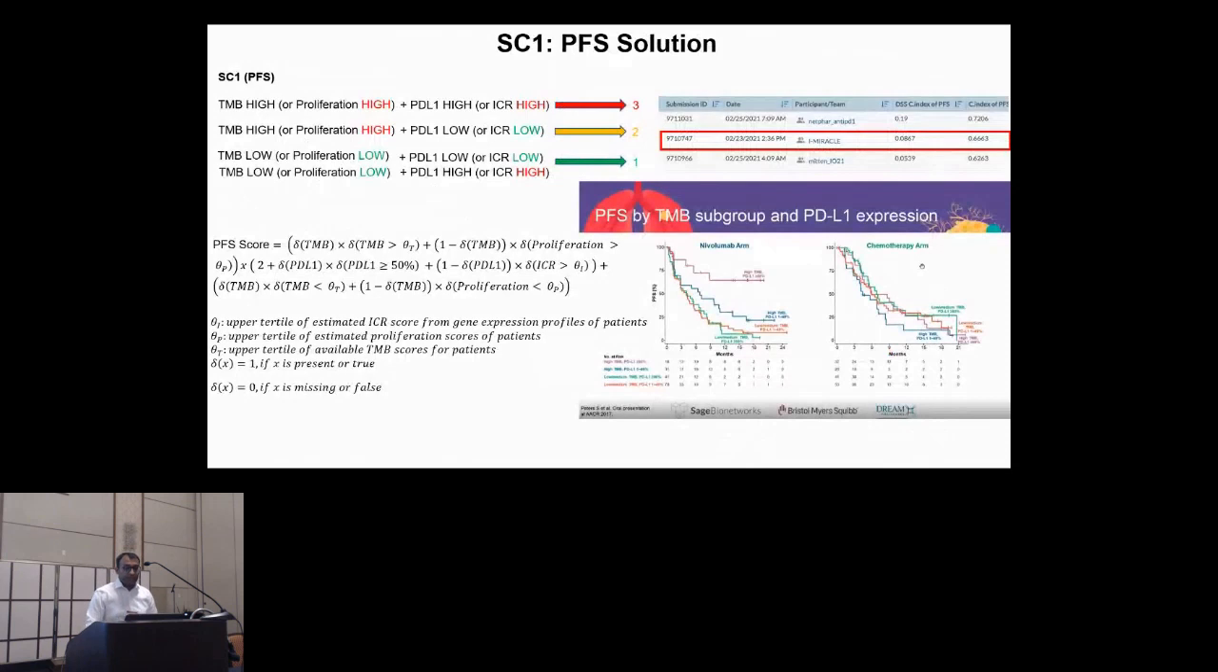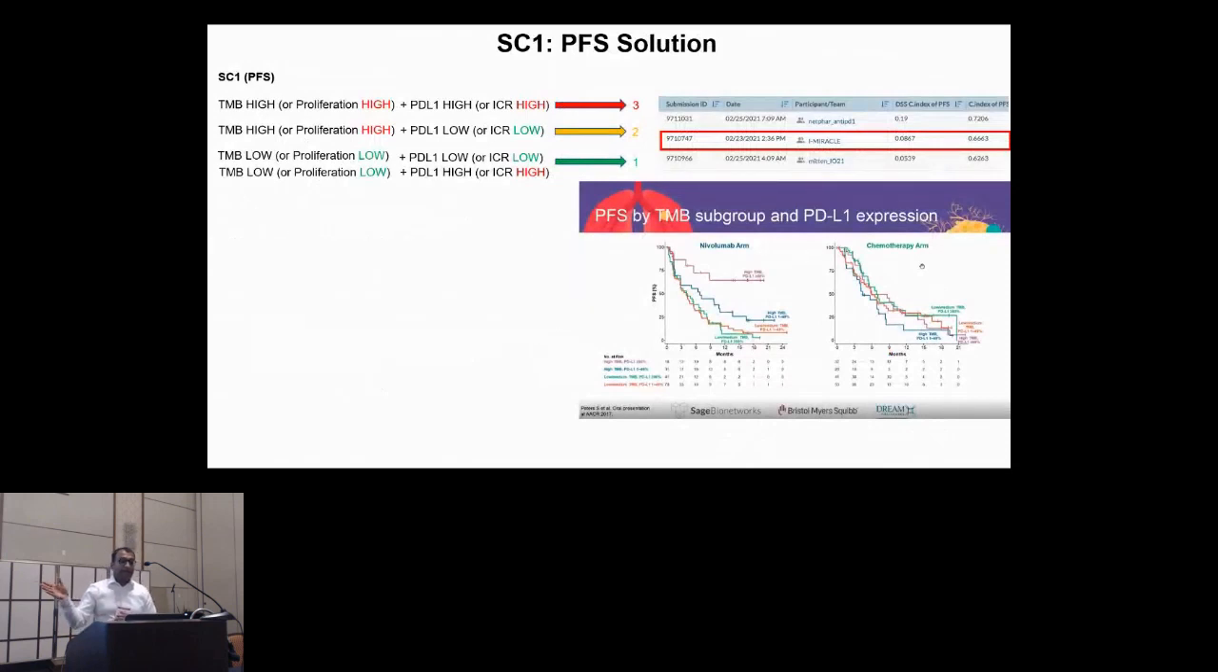So coming to our solution, what we do basically in the first challenge is we follow the outline of the challenge completely. Basically in the nivolumab arm, what they have said is that if you have high PDL1 and high TMB, then the patients tend to respond better and you have better survival. And then there are the other arms. So we basically came up with a simple rule-based framework which mimics exactly what was presented in the challenge.